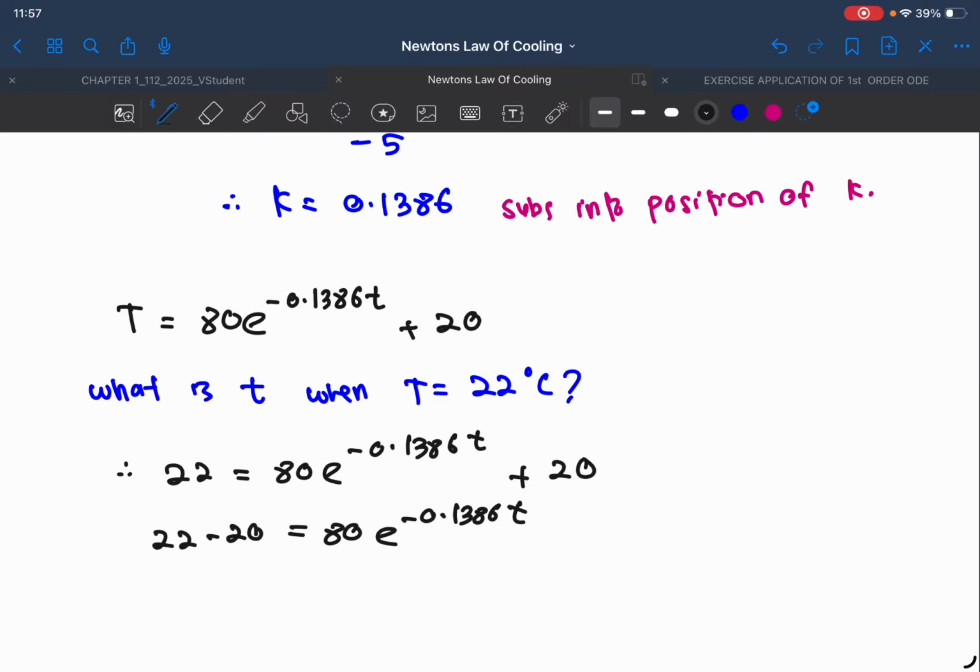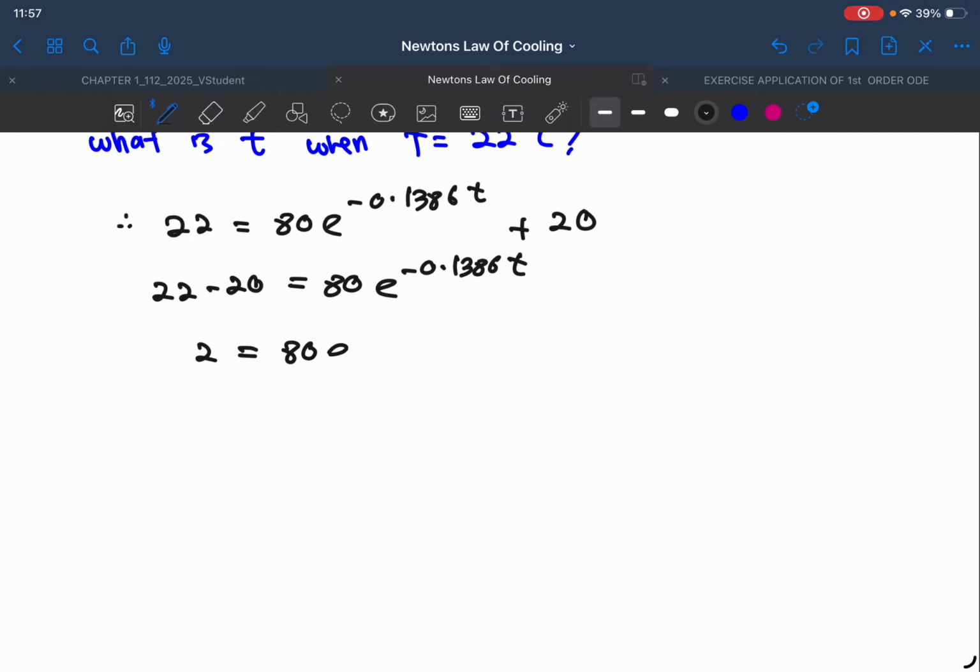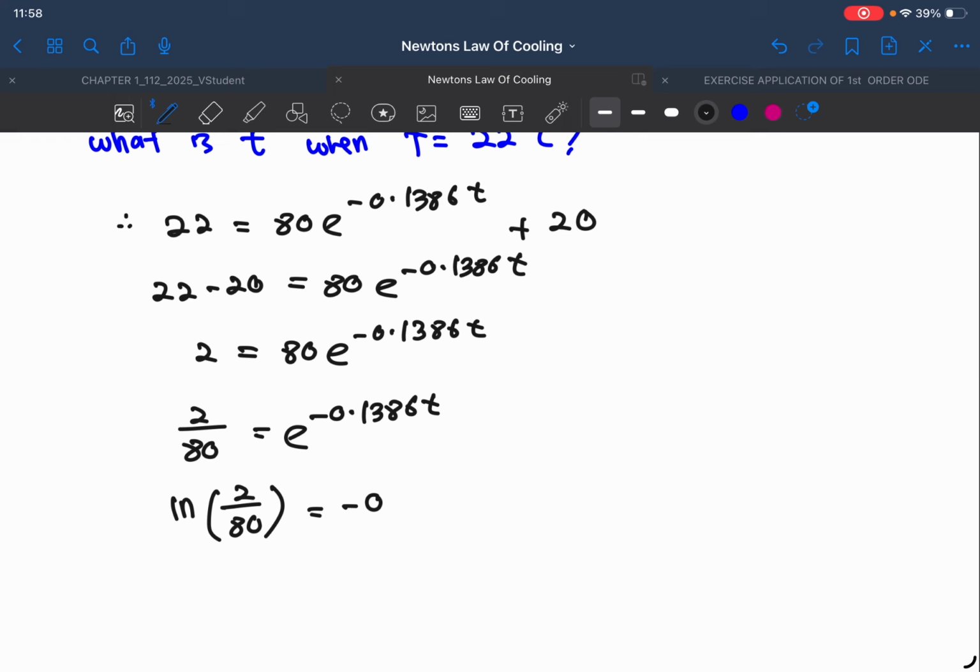So this one will become 2 is equal to 80 e^(-0.1386t). So, 80 to the left hand side: 2 over 80 equals e^(-0.1386t). In order to get the t here, we apply ln for both sides. So the right hand side will only become -0.1386t. So therefore our t is ln(2/80).